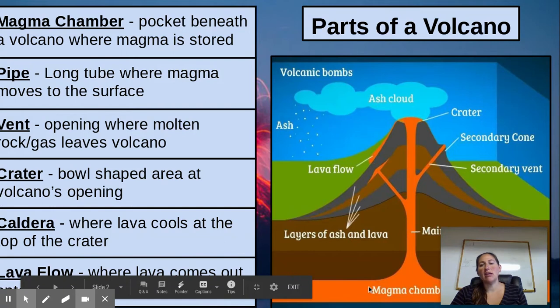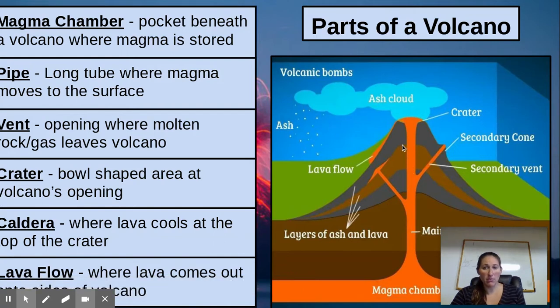So just to kind of sum up, starting below the Earth's surface, the magma chamber is where the magma is stored. The pipe is that tube that goes the entire way up the volcano. The vent would be where the opening where the molten rock starts to leave the volcano. The crater is that bowl shape where it starts to leave. And the caldera is when the lava starts to cool at the opening. And then the lava flow is what we're used to seeing if you've seen a video of a volcanic eruption. The lava that comes down, it typically comes down on both sides of the volcano.